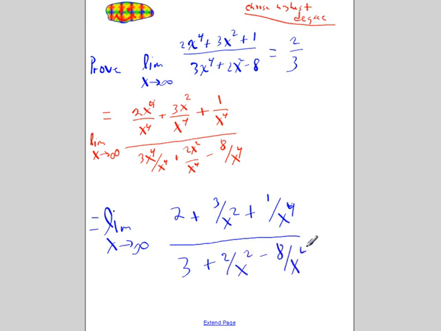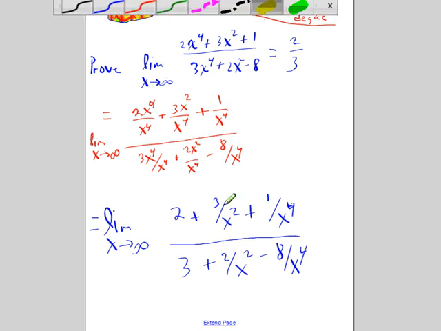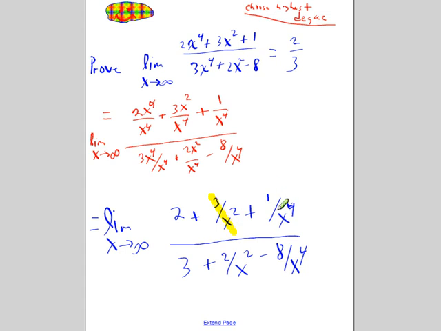All right, cool. So as x approaches infinity, we have 3 divided by a huge number. That's going to go to 0. 1 divided by a huge number, 0. 2 divided by a huge number, 0. And what we're left with is this 2 over 3. Those are my leading coefficients. And that's exactly where that rule comes from. So we get that this equals 2/3.